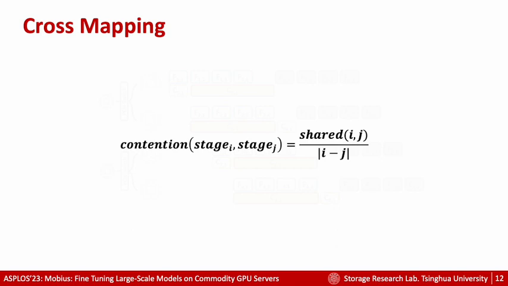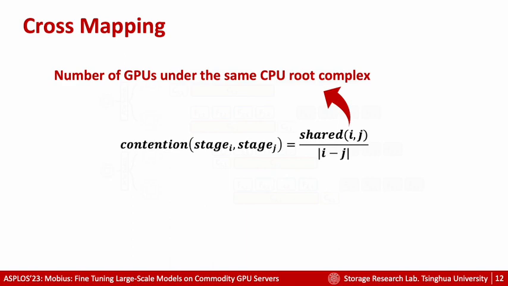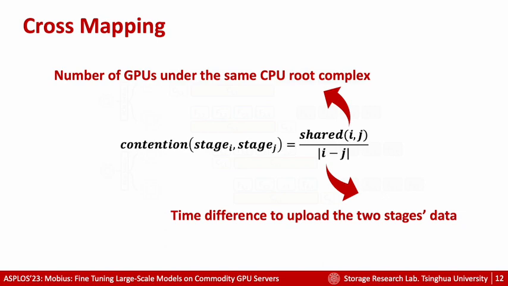To model the idea, Mobius uses the equation to estimate the contention degree between two stages. Shared(i,j) is the number of GPUs under the same CPU root complex where stage i and stage j are located. The absolute value of i minus j indicates the time difference to upload the two stages' data. The more GPUs are under the same root complex, or the smaller the difference between i and j, the more likely is to conflict. Mobius searches all mapping schemes and finds the one with minimal contention degree.